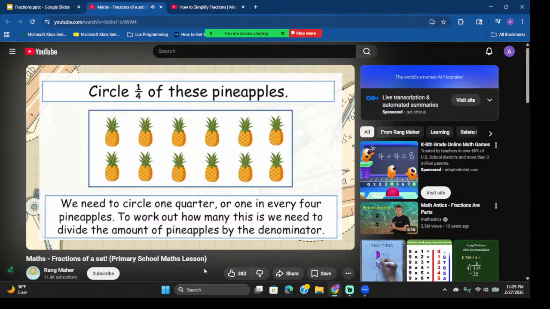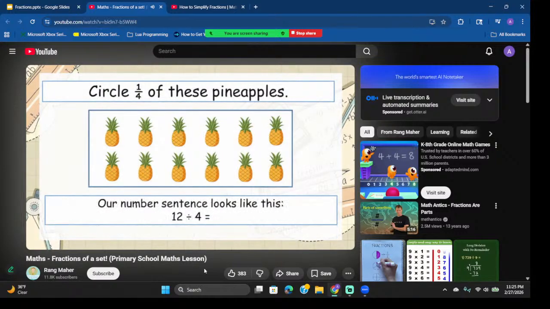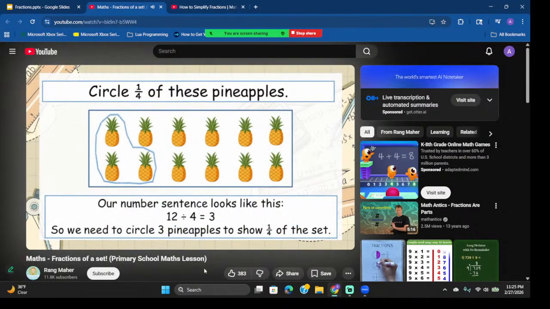To work out how many this is, we're going to need to divide the total amount of pineapples by the denominator of our fraction. Our number sentence would look like this: 12 divided by 4. And when we divide 12 by 4, the answer is 3. So we needed to circle 3 pineapples to show 1/4 of the set.